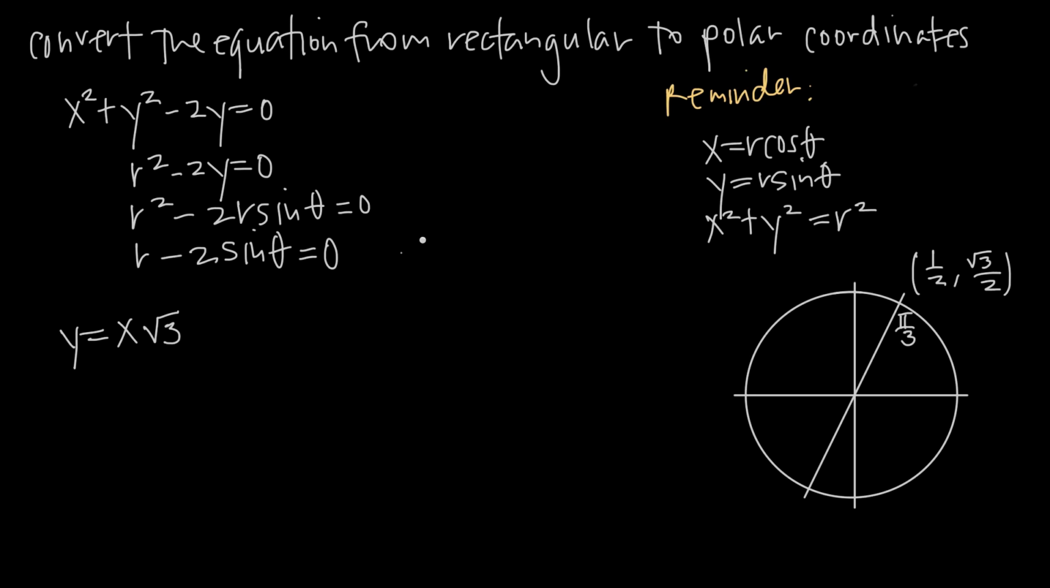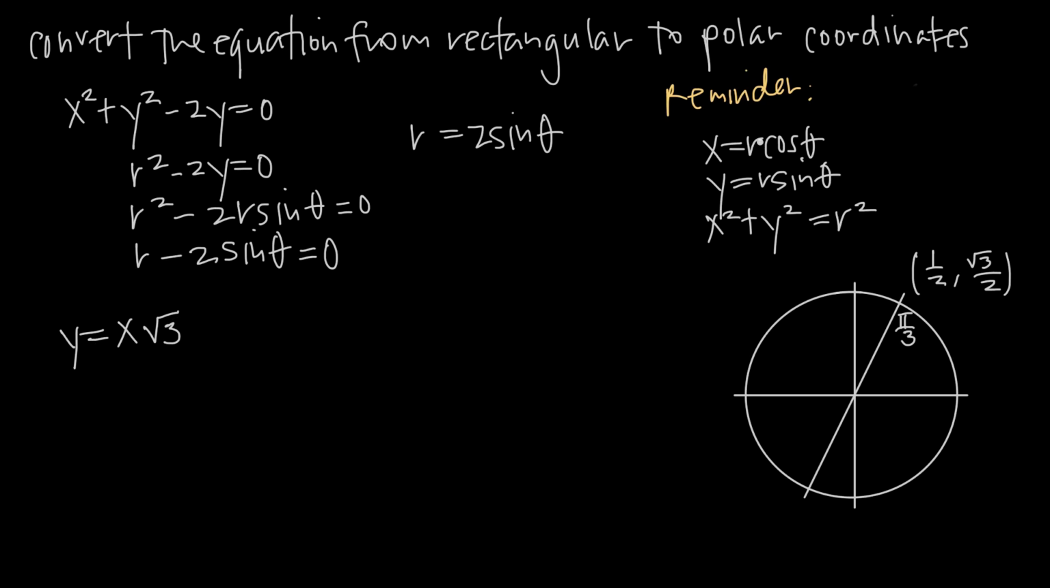In this case, we can just add 2 sine theta to both sides, and the result is r equals 2 sine theta. So that's a perfect polar equation right there. This will be the answer. This equation represents exactly the same curve as x squared plus y squared minus 2y equals 0. Let's look at a second example here. This one is y is equal to x root 3.